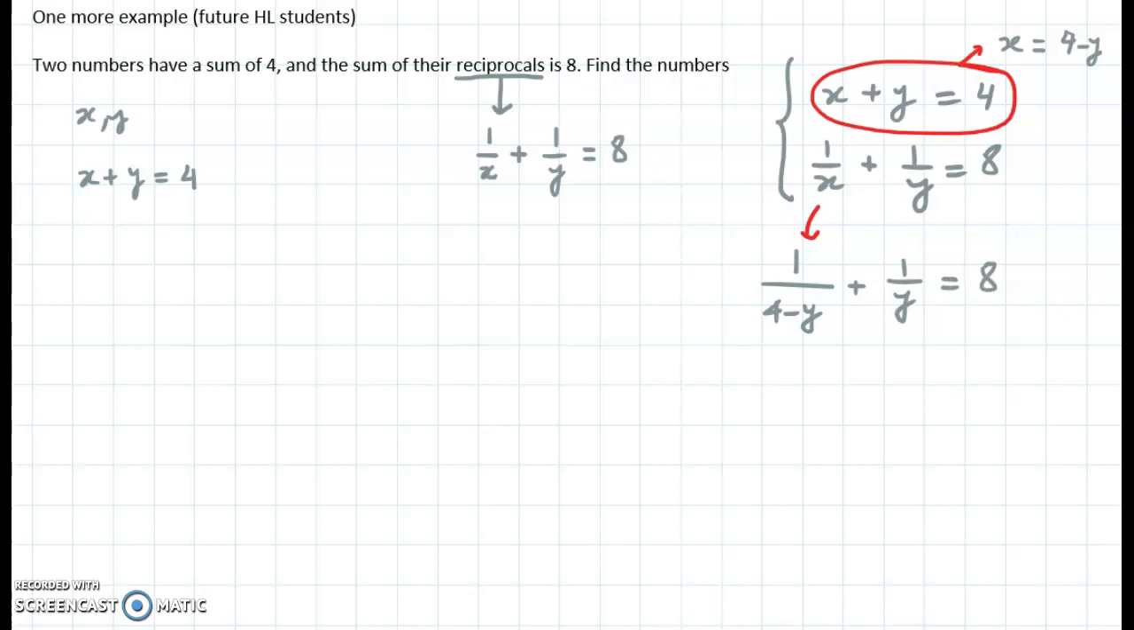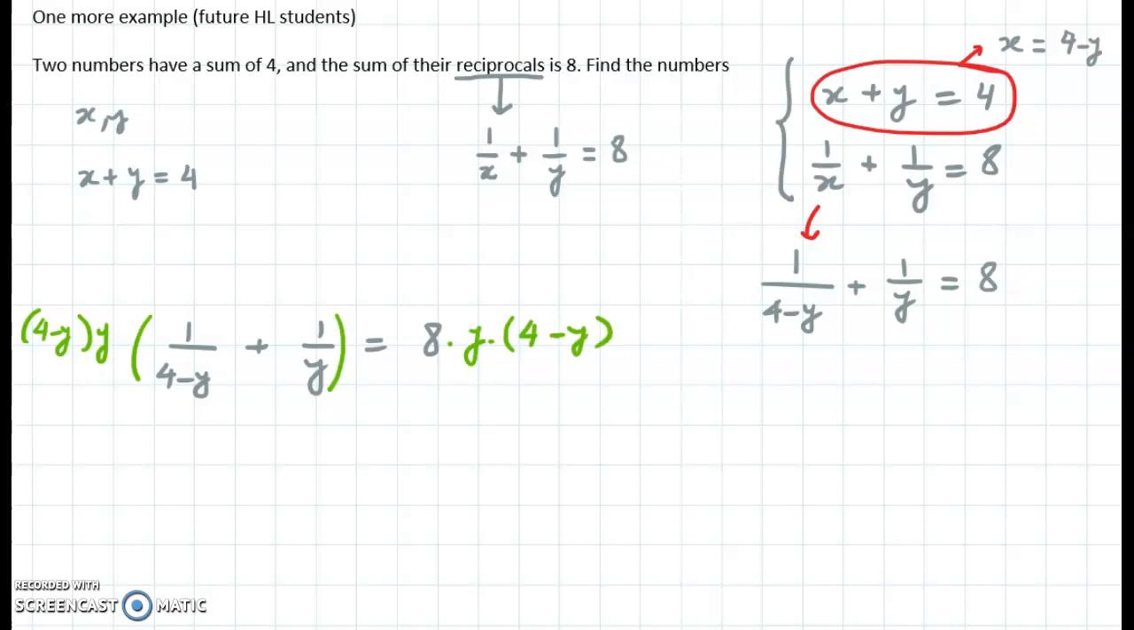And we wish to rewrite this. It's going to be a quadratic, but we need to write it in standard form. So when we could do this, we could multiply everything by the denominators we have to get rid of them. So let me write it over here again. 1 over 4 minus y plus 1 over y is equal to 8. I'm going to multiply everything by y, both sides of the equation, and I'm going to also multiply everything by 4 minus y as well in both sides of the equation.